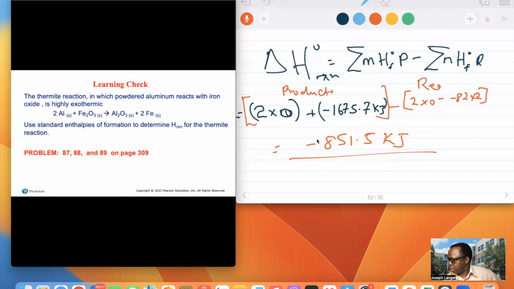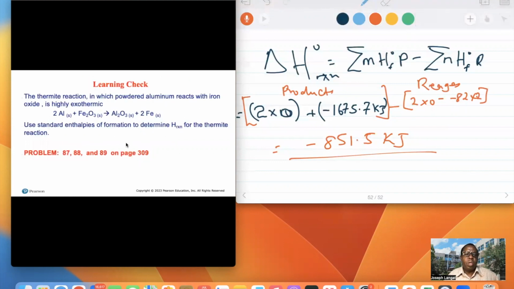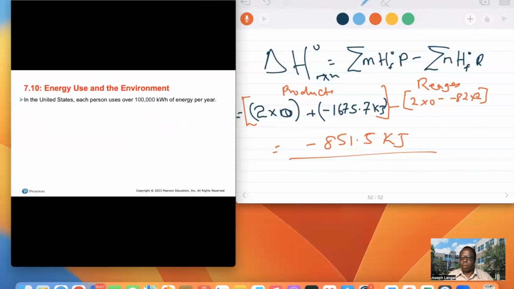And these are the reagents based on this equation here, summation based on that equation using the standard state. Please look at page 309, problems 87, 88, and 89 on how to use this equation to find the standard. Remember, standard means there's a superscript here. We're going to use the literature values in order to calculate the standard enthalpy for reaction.